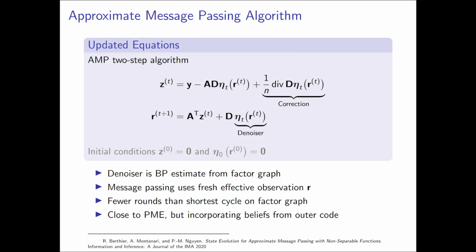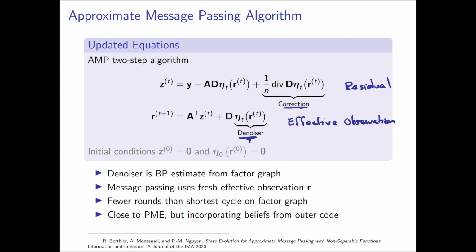It remains to explain how this is integrated into the approximate message passing algorithm. As you can see, our implementation of the AMP algorithm is very similar to the one we've seen before, with the computation of the residual at the top and the computation of an effective observation at the bottom. The main difference is hidden in the denoiser.